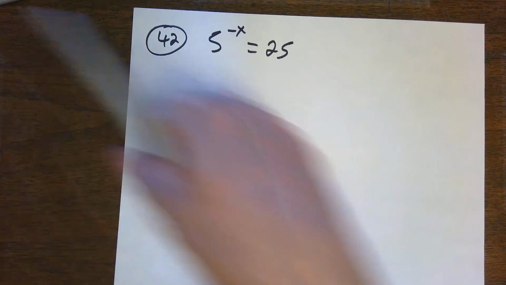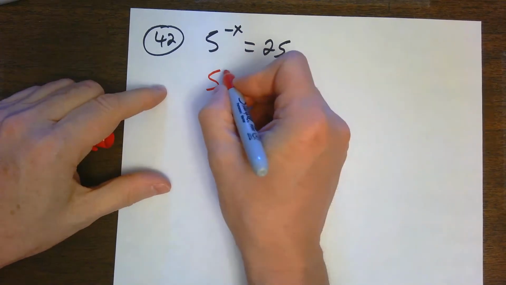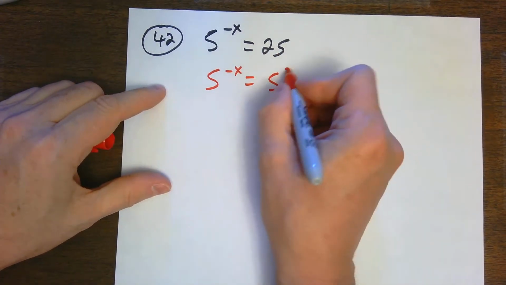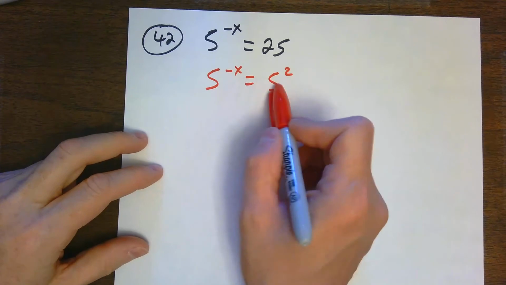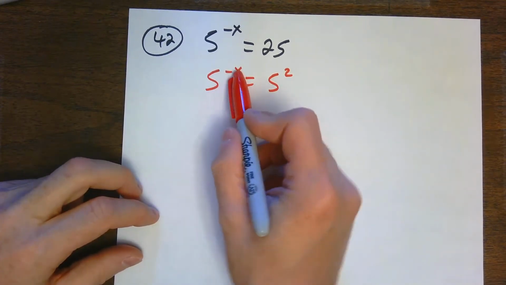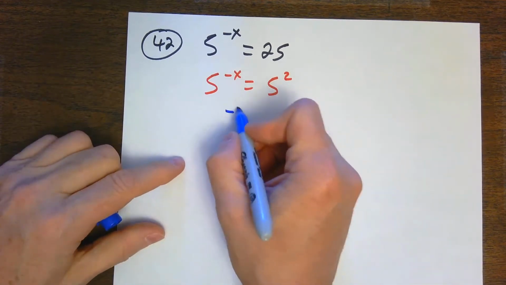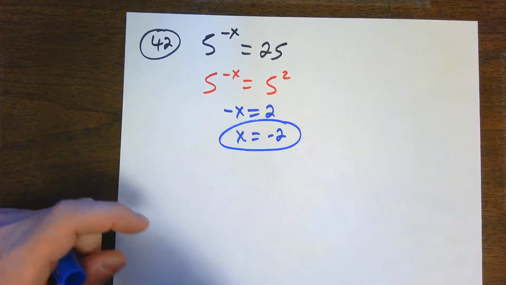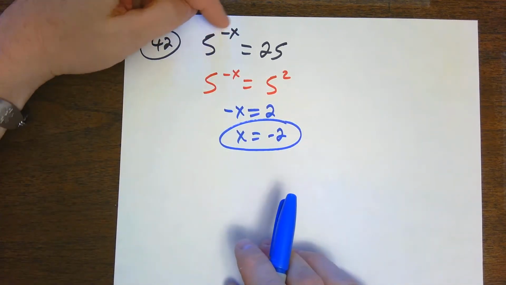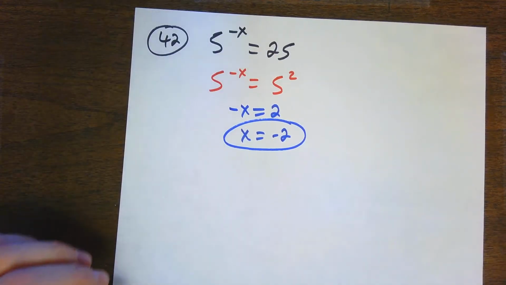If I'm clever here and I use my properties, I get 5 to the -x. 25 is 5 squared. I can rewrite them both as the same base. I'm not going to have to take the natural log and do all that other fancy schmancy stuff, because I can rewrite them with the same base. If 5 to the this equals 5 to the that, then the exponents have to be equal to each other. In other words, -x has to equal 2, divide, x equals -2. And if I take 5 to the negative of -2, that would be 5 to the positive 2, 5 squared is 25, so it does check.